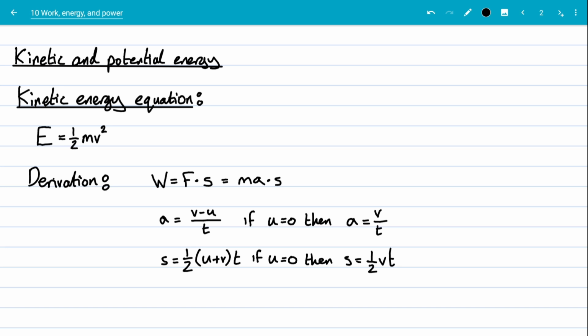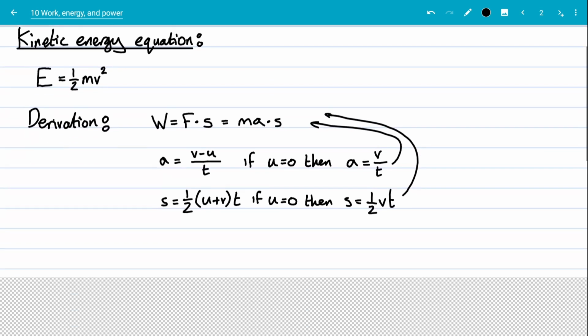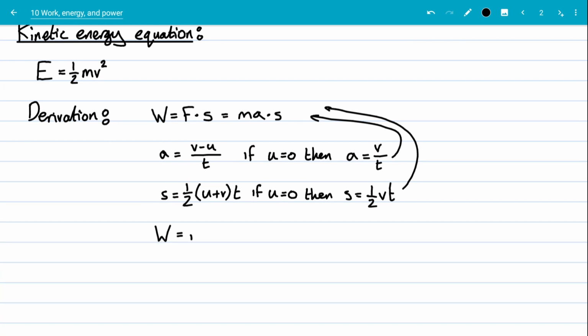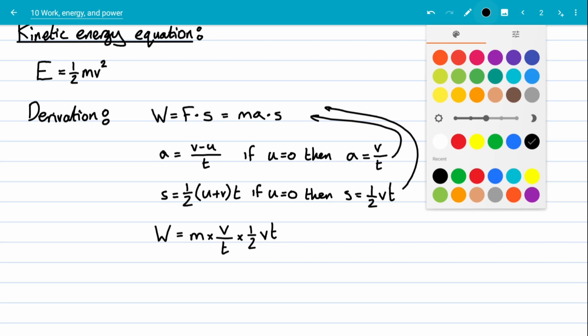And now we can plug both of those equations into there. And when we do that, we get that the work done on our body is equal to the mass multiplied by v over t and multiplied by 1/2 v times t. I meant v over t, I must have got distracted momentarily. a is v over t if u is equal to 0 and a is constant. Right, there we go. I might even put these little crosses in there, even though they're not cross products, just because it makes it easier for people to follow the derivation.